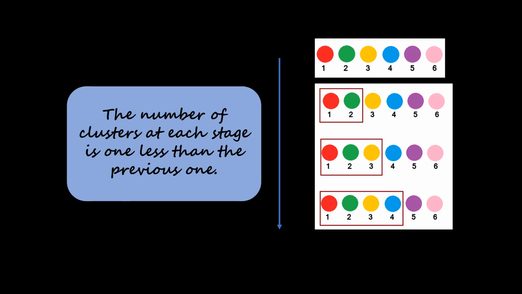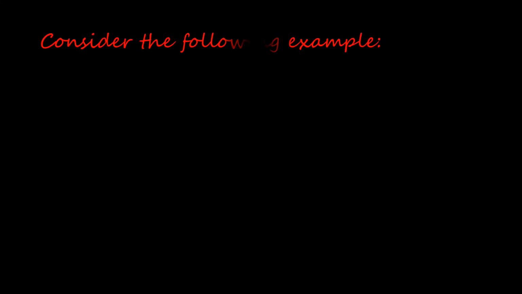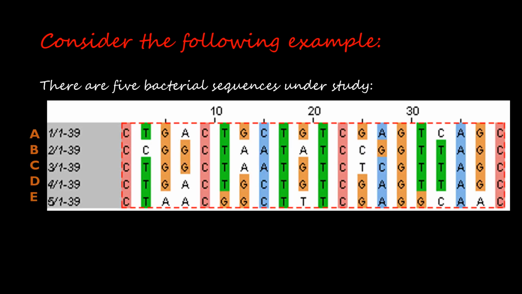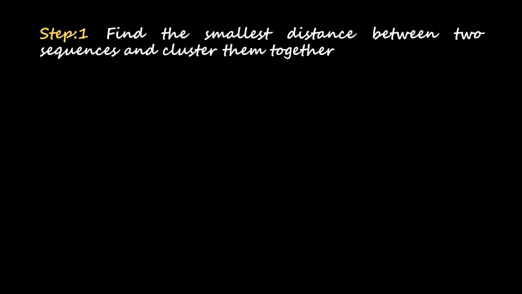So UPGMA uses agglomerative clustering. Let's consider the following example. There are 5 bacterial sequences under study, A, B, C, D, E. Step 1 is to find the smallest distance between two sequences and cluster them together.